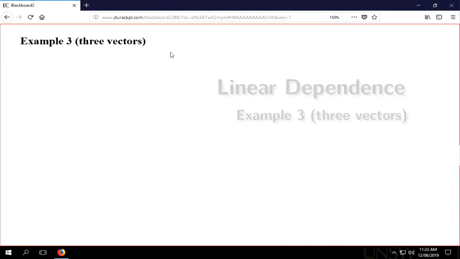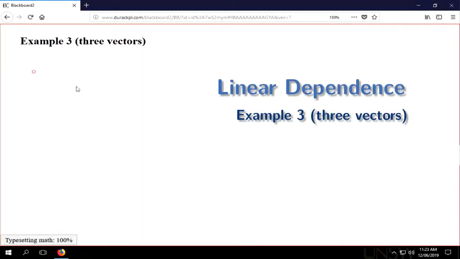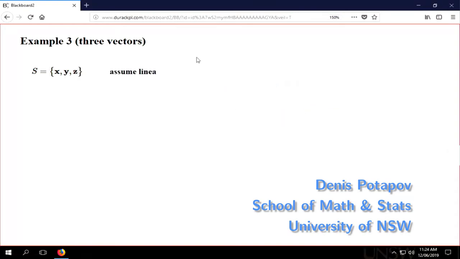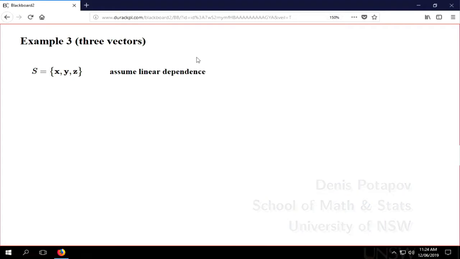Again, we start off with the same assumption. We have a set of three vectors, x, y, and z this time. Again, I will assume that they are linear dependent. I'll try to establish some sort of geometrical properties which bind these three vectors.